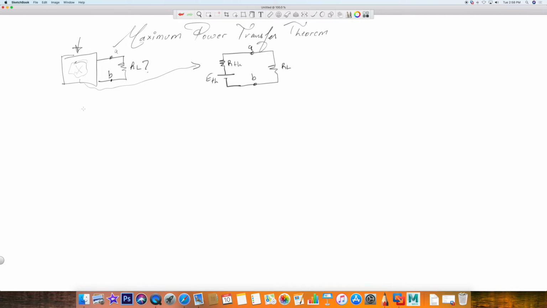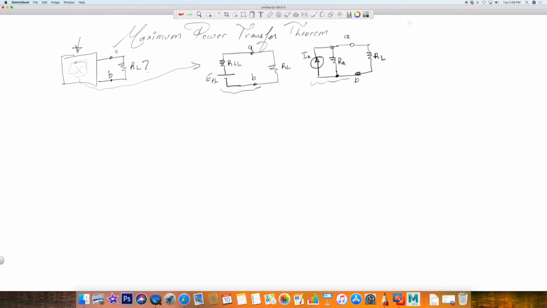Now, if you did Norton, it will be the same thing. You will have, let's say, a current source, IN, and you will have RN, and points A and B will be right here, and this is your load vis-a-vis the supplier of power, which is your system right here or your system right here.